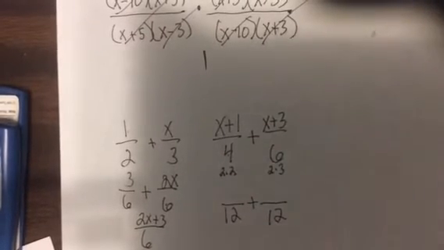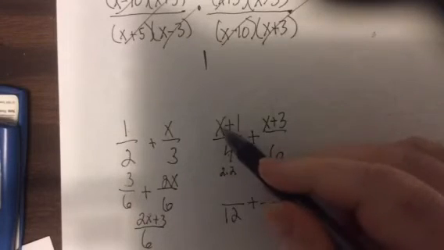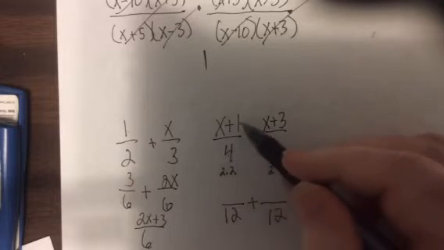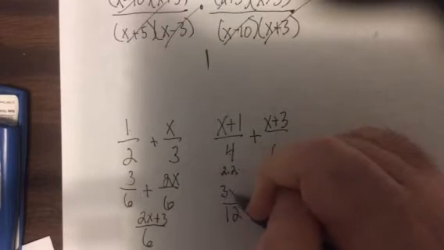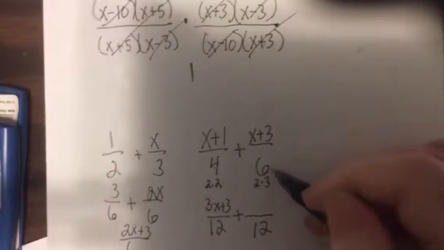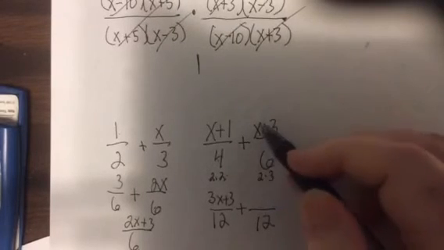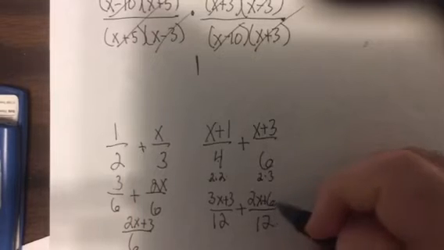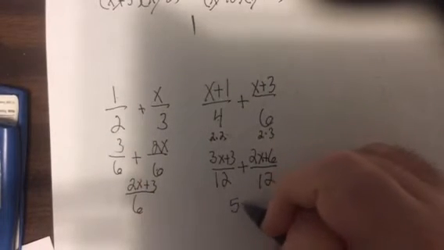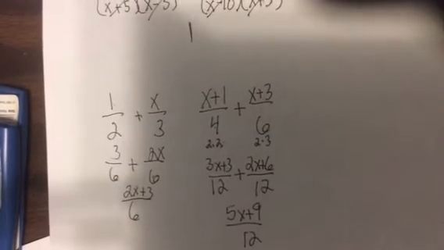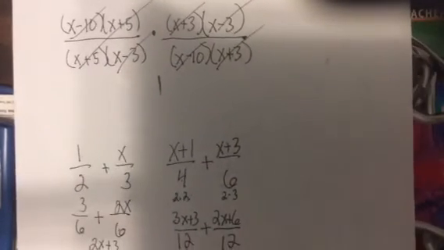So then you say, okay, what do you multiply the bottom by to get the 12? What do you multiply 4 by to get 12? That's 3, so I multiply to the top. Because the only way you can multiply to the bottom is if you also multiply to the top. And what do you multiply the bottom by to get 12? And that's 2. So that's 5x plus 9 over 12.